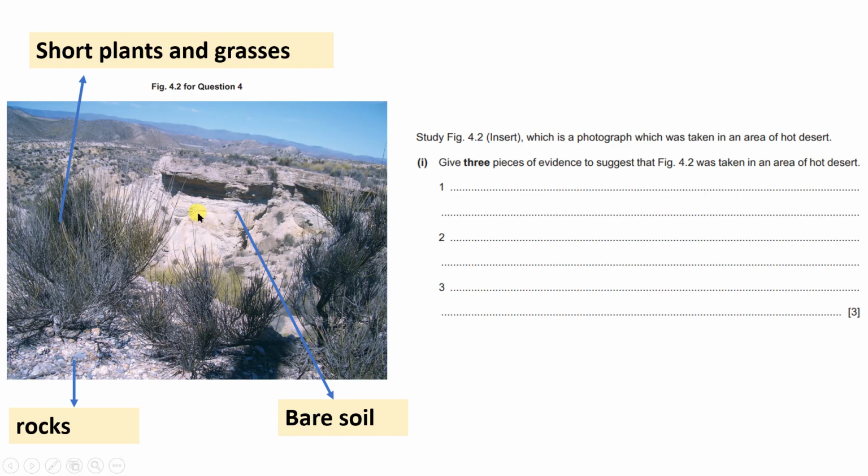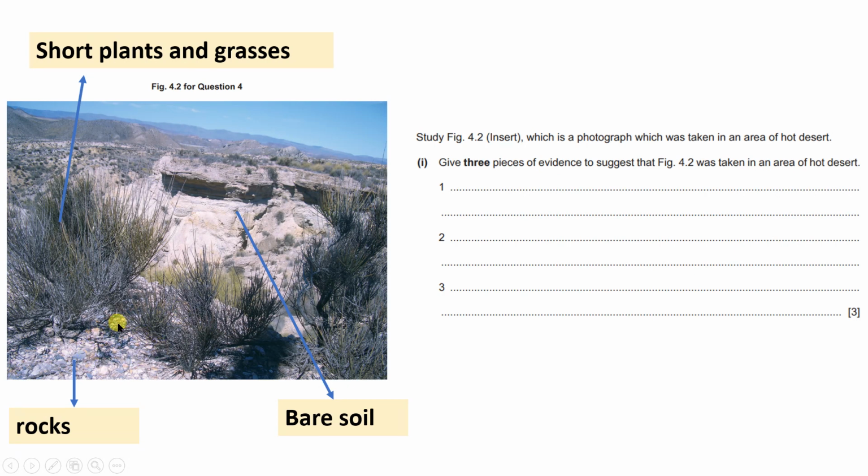Here I can see bare soil and rock, that is quite bare soil. Here we have short plants and grasses. The area has scanty grasses, scattered. There are few grasses within this place. Then you have small rock particles on the floor here.